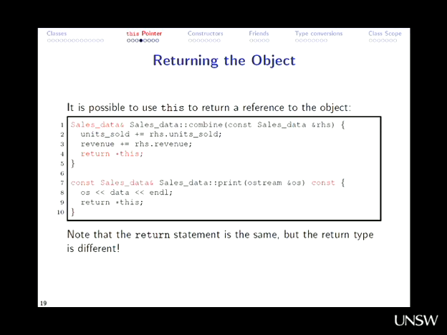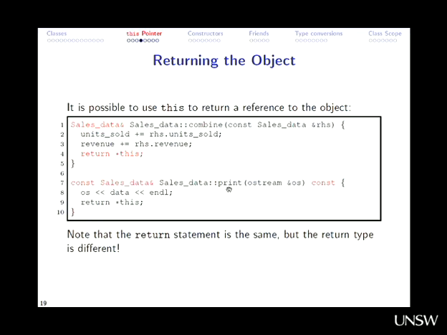Let's talk about returning an object. I have two member functions here. I'm just going to switch back to the source code as well. I have combine, which is not const. We're looking at the left-hand side. I have print, which is const. The first member function on the left-hand side returns a sales data reference, which is a reference to this. It's a reference to itself. So this combine function returns a reference to itself.